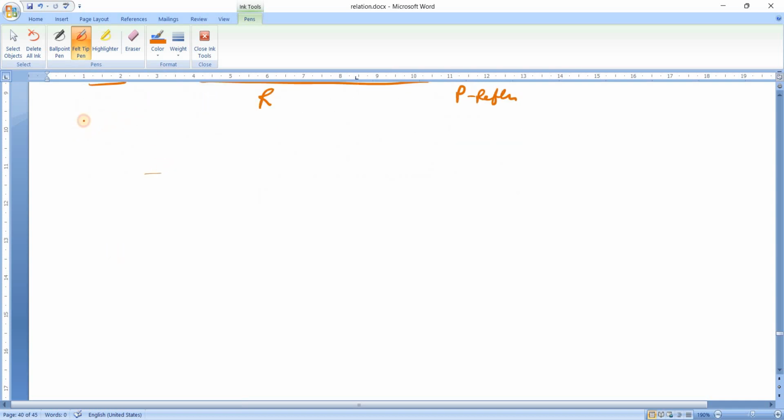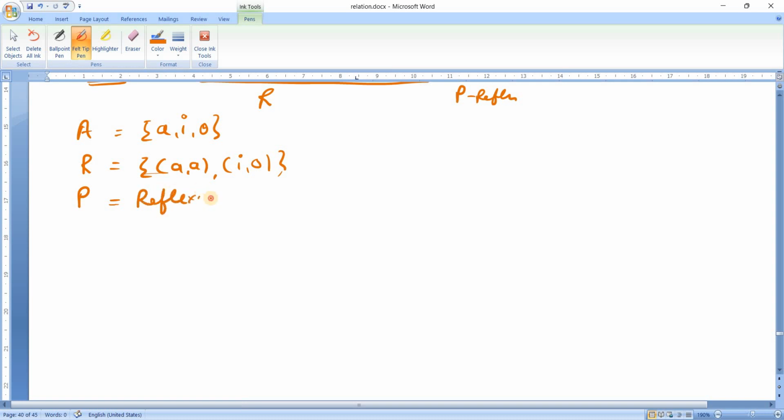Let's say the set A has the elements a, i and o. And now we have a relation R defined on this with the ordered pairs, let's say (a,a) and (i,o). Now let's say again we will take one property. Let's take the property P again, and let this be the reflexive property. Then what will be the closure of R? Remember, this R is the property that is reflexive, and this R is the relation.